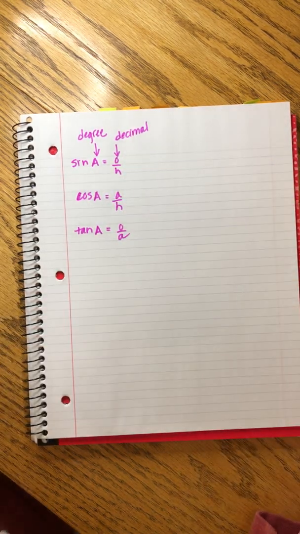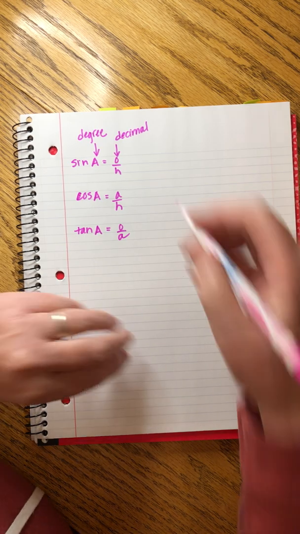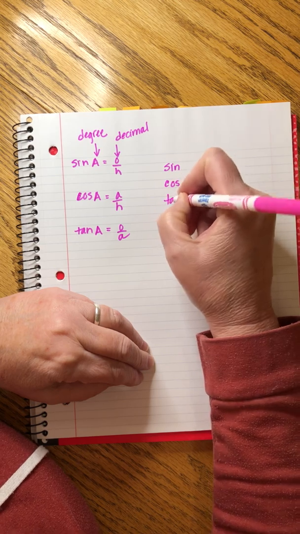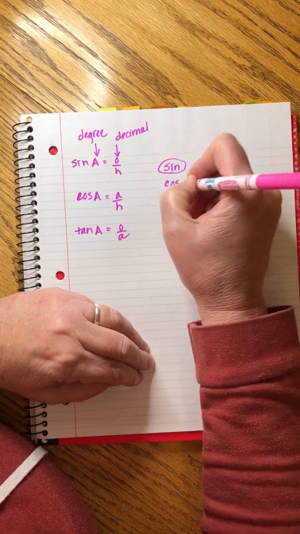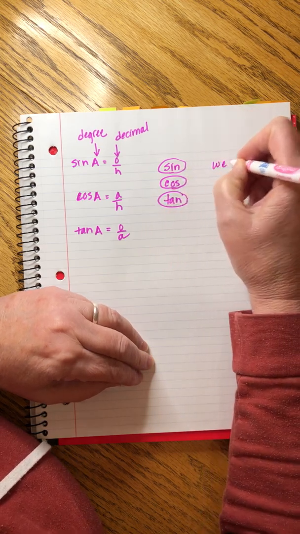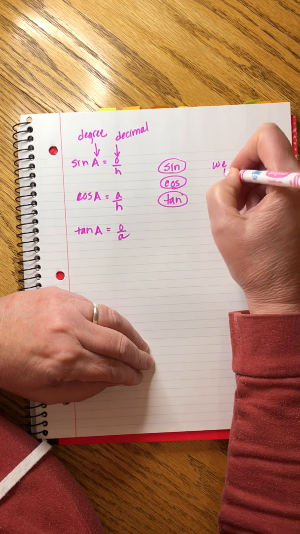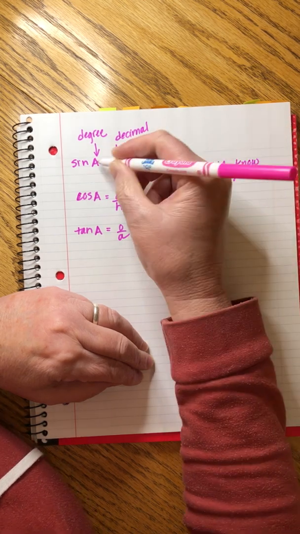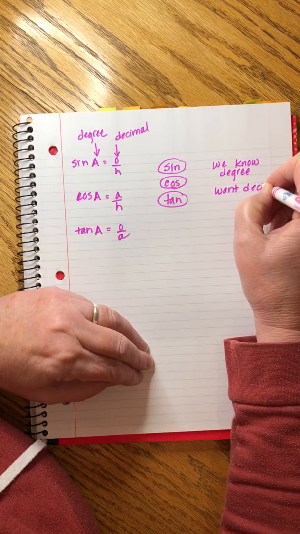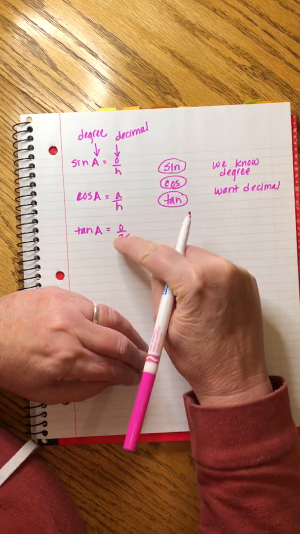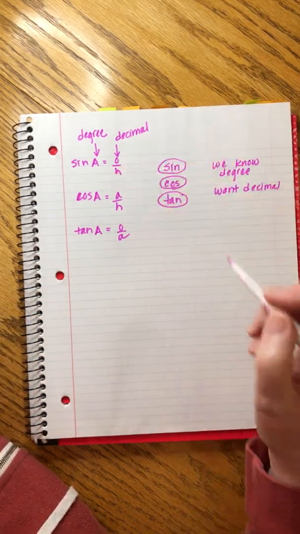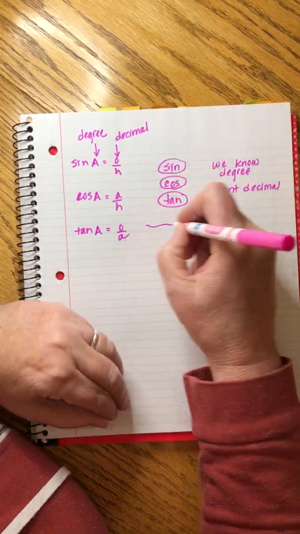All right, when we are using one set of buttons on our calculators, and I'm going to show you this in just a minute, sine, cosine, and tangent, these are the buttons. This usually means we know the degree of the angle, we know this information, and we want the decimal number. Okay, the decimal comes from the fraction of these pairs, but normally we just want the decimal of top divided by bottom, right? That's one set of functions.